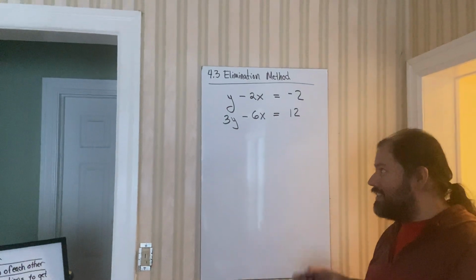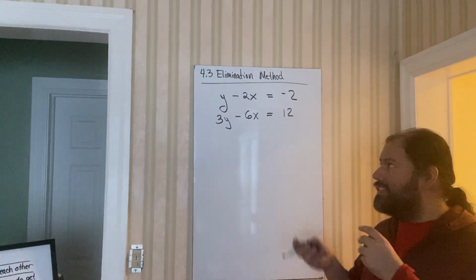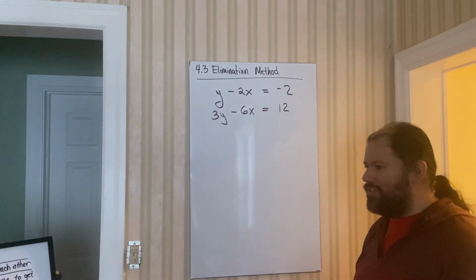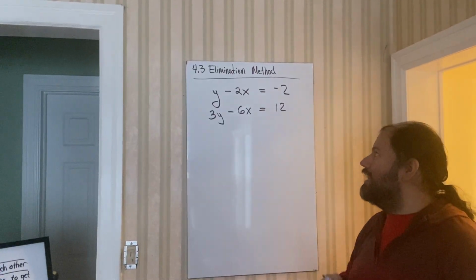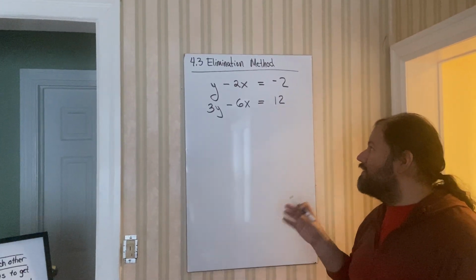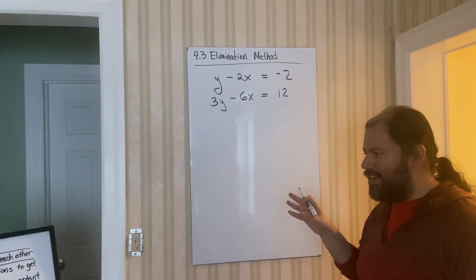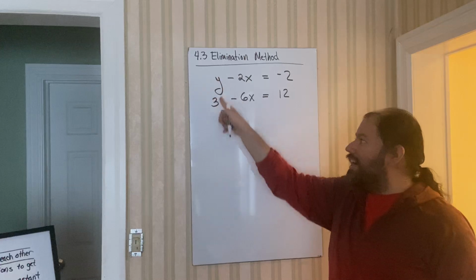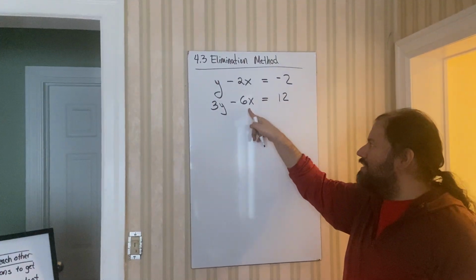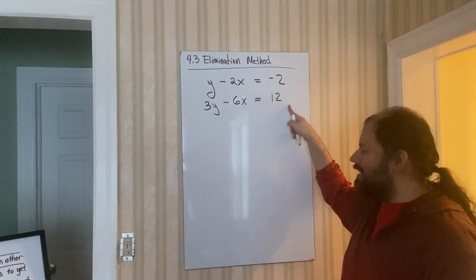So here we do the second problem that we've been working with, the substitution and the graphing. We're going to try it with the elimination method. So the first thing we told you to do is make sure like terms are stacked up on top of each other. So notice how the y's are stacked up, the x's, the equal sign, and then the constants.